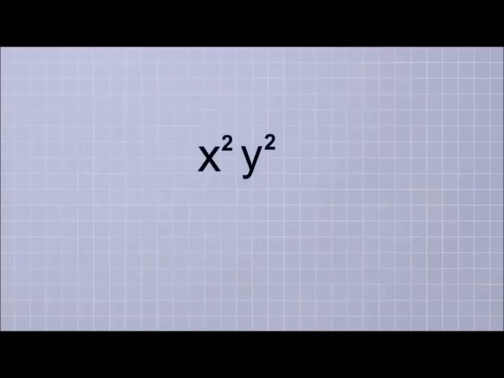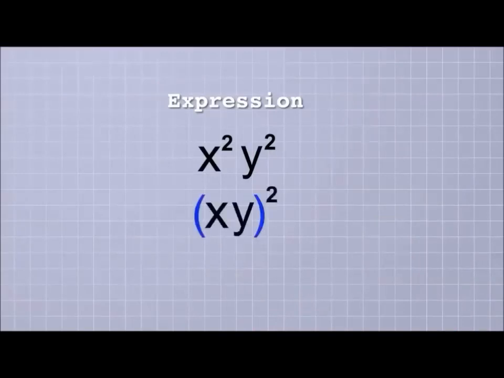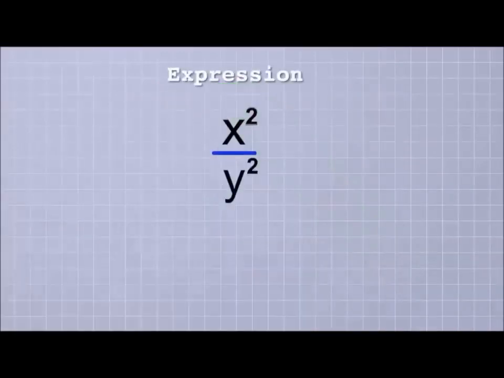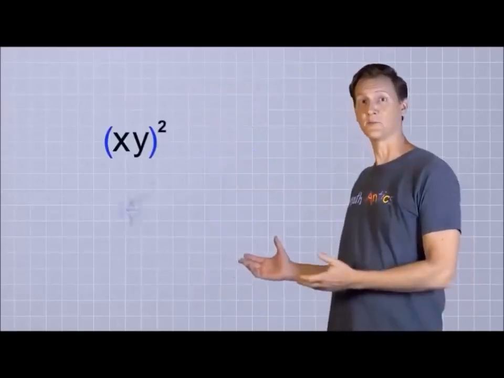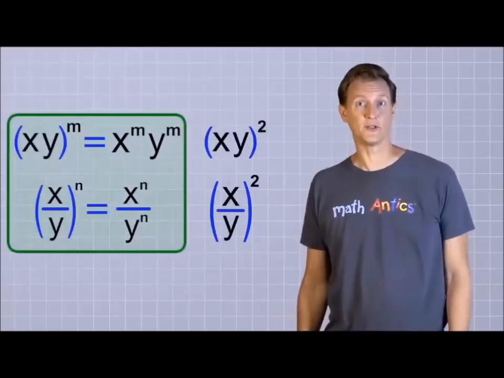For example, if you're given the expression x squared times y squared, you could rewrite that as the quantity x times y, squared. And if you have the expression x squared divided by y squared, you could rewrite that as the quantity x over y, squared. Here are 2 expressions that will help you see why you can distribute or undistribute exponents like our laws show.